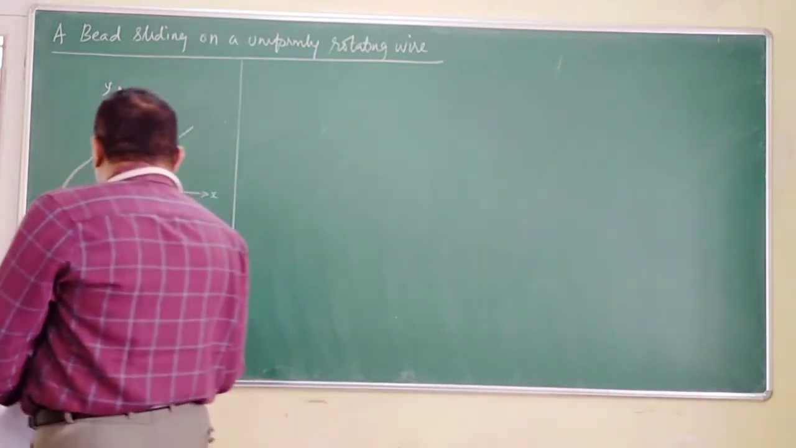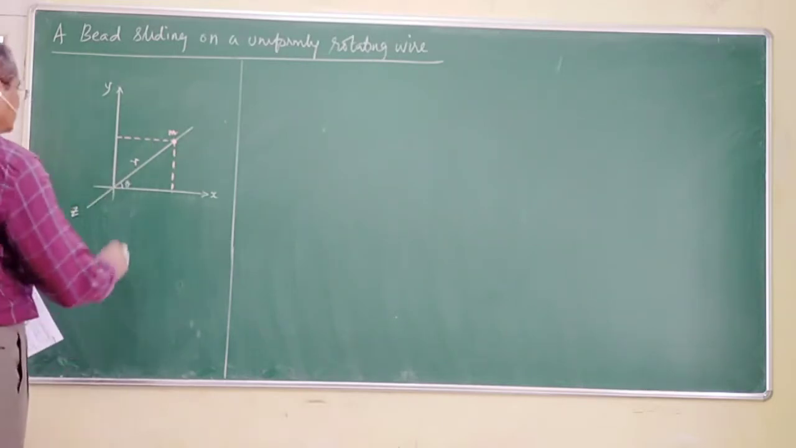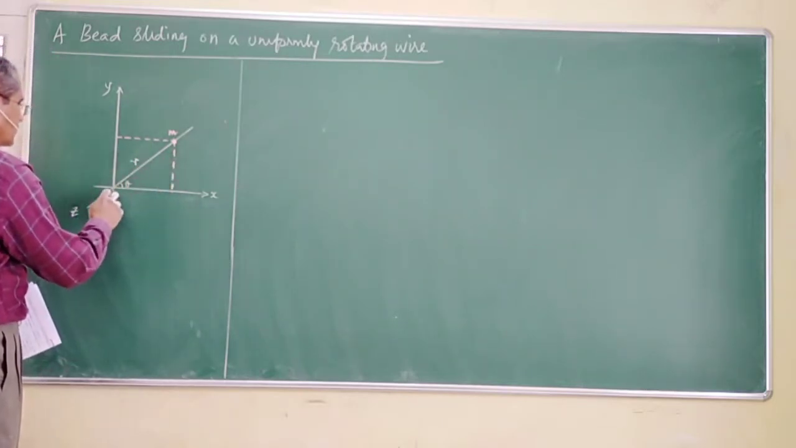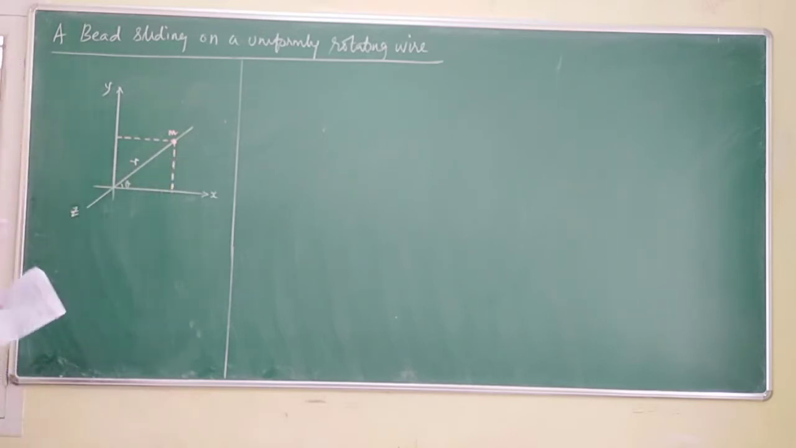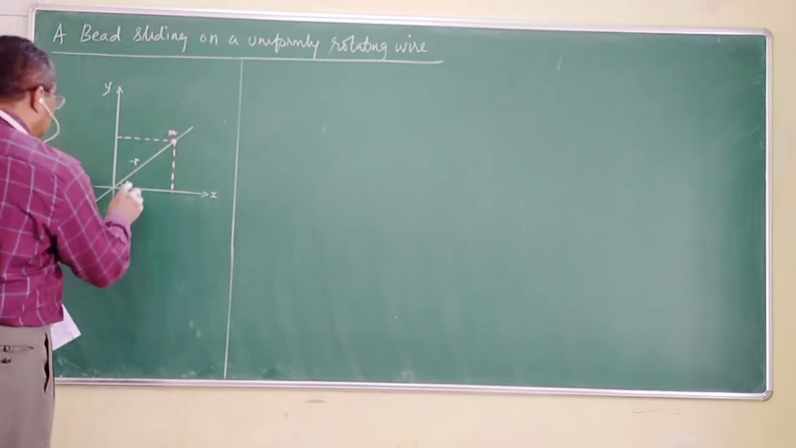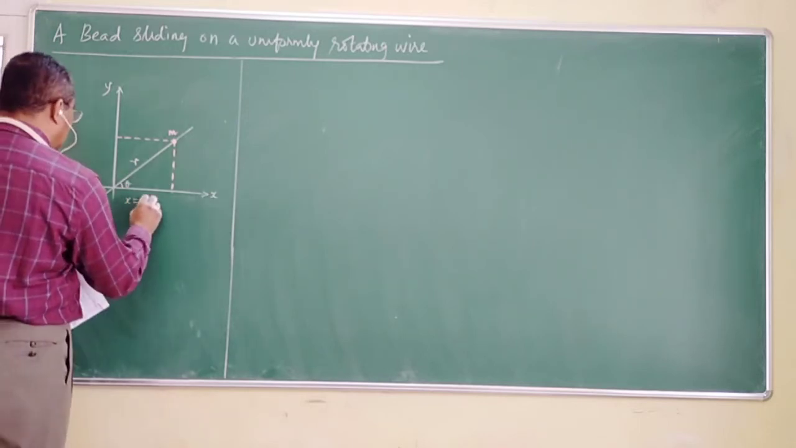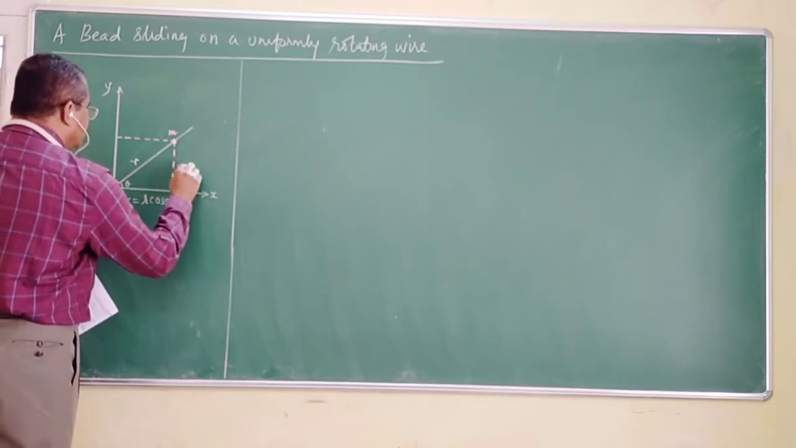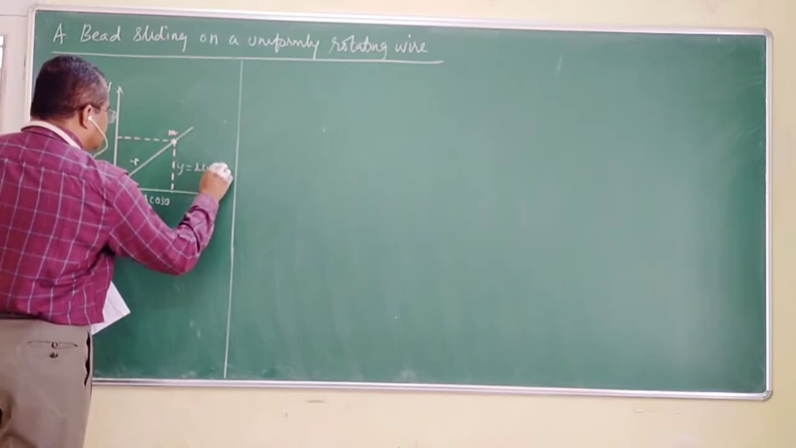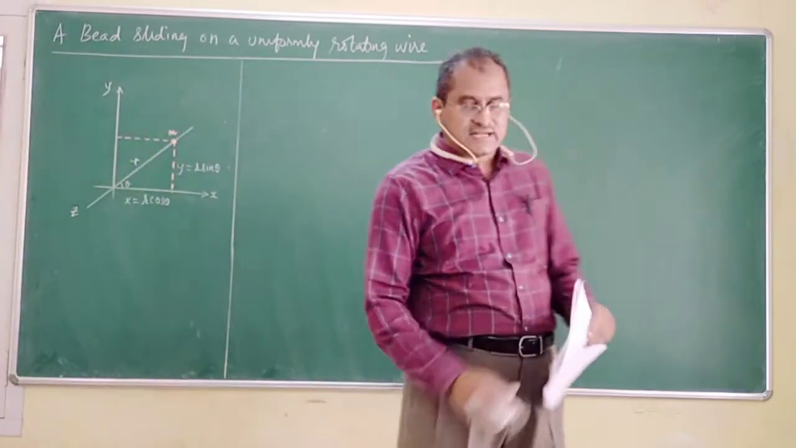Now, if this is R, you have to express the y coordinate and x coordinate in terms of R. Therefore, this is the adjacent side. I will write this as R cos theta. This is the opposite side. I will write y is equal to R sin theta. I don't think you have any problem in understanding this.